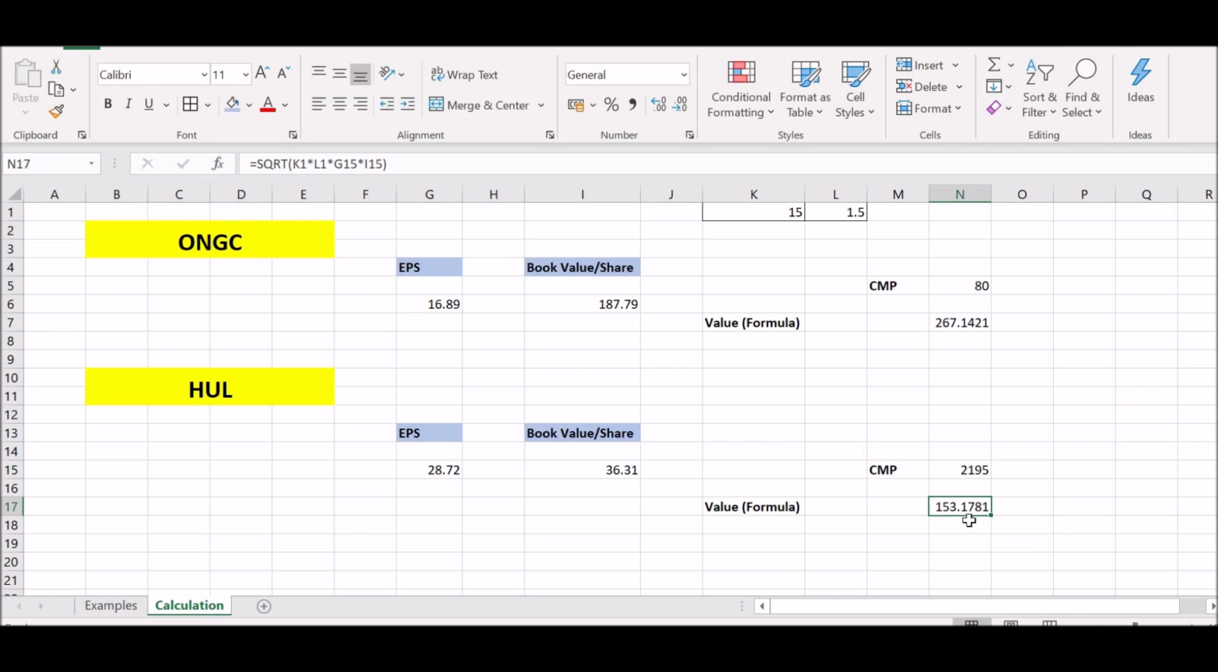So you can see the major difference between the two. There is a massive difference between the CMP and the value that we get from the formula. So it clearly shows that if the two assumptions of the PE ratio and the PB ratio are not followed, then this formula should not be used. Although, as mentioned, it can easily be used for stocks that have a PE ratio below 15 and a PB ratio below 1.5, as in the case of ONGC.